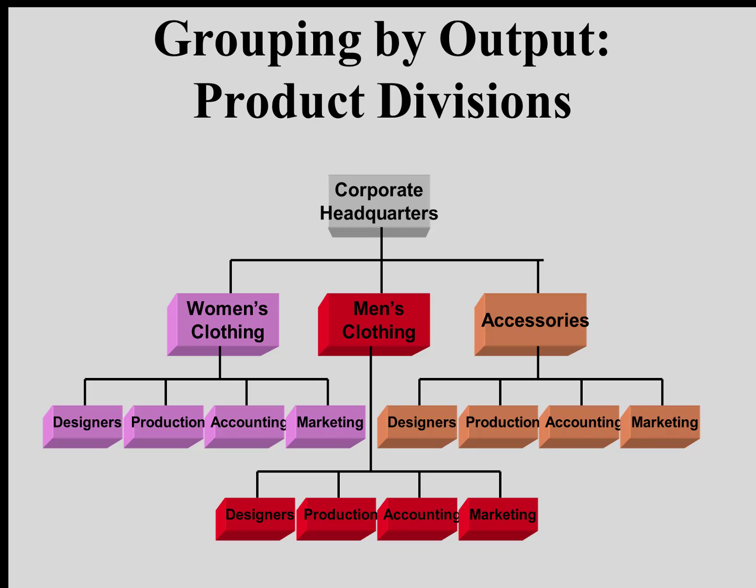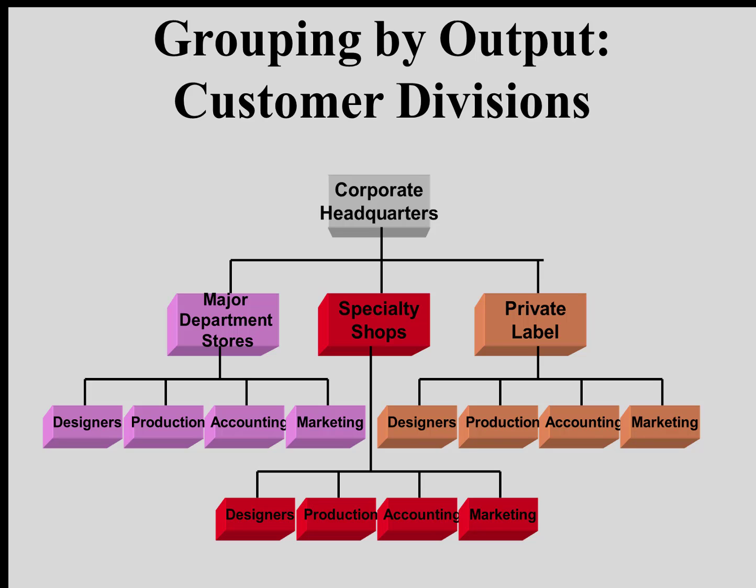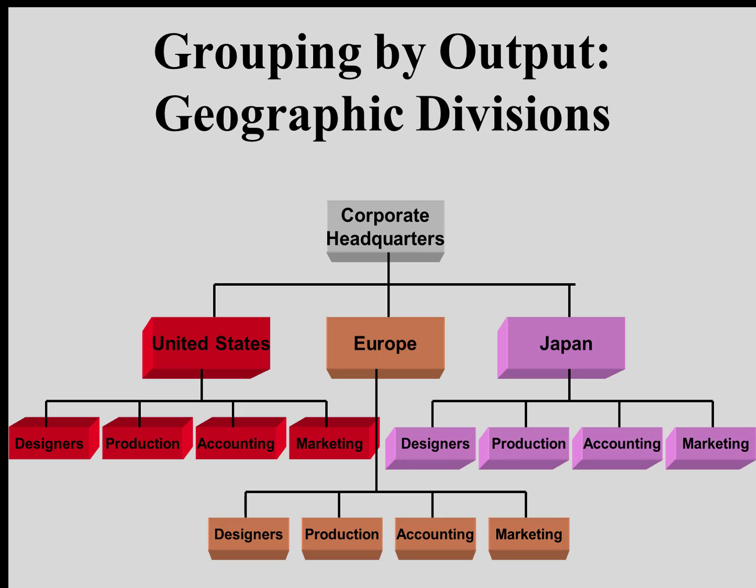Now, in this case, the picture shows product divisions, but we could have very much the same kind of output if we were basing these on customers as our output. Different places the company sold to, in this case, major department stores, specialty shops, and private labels, if each of those customers required different sets of products and services. Could be on geographic divisions. If we find that we are making different kinds of clothes in the United States versus Europe versus Japan, we might want to make that our first cut.